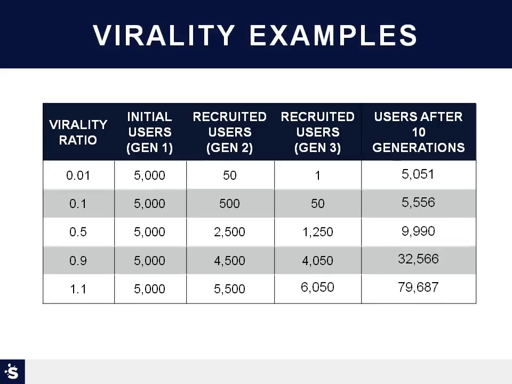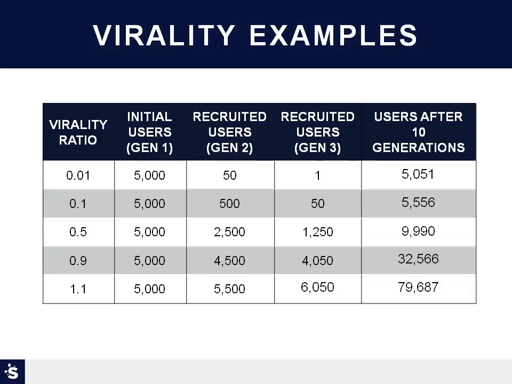So just to give you some examples, you can see what this really means. We can look at a couple different virality ratios for hypothetical campaigns here, and look at how that affects how much they spread. So let's say that we're talking about some petition that's being launched, and you're sending it out, and you're going to get 5,000 people to sign it.